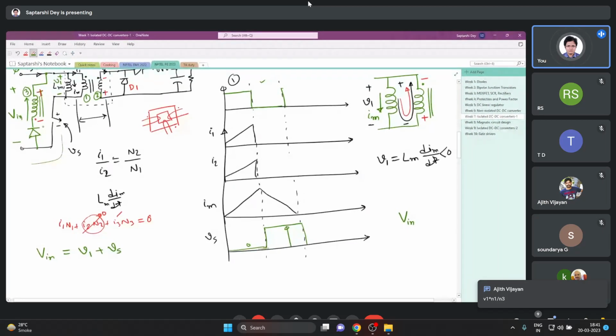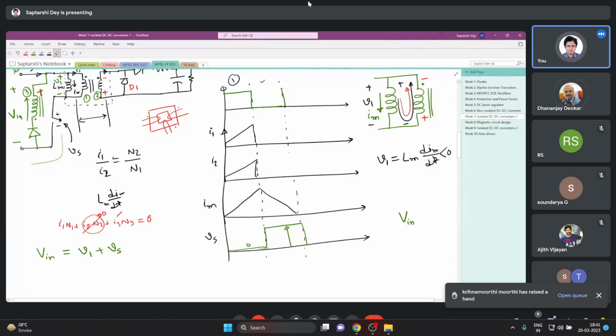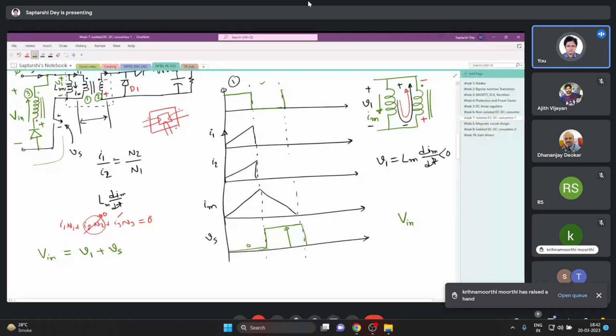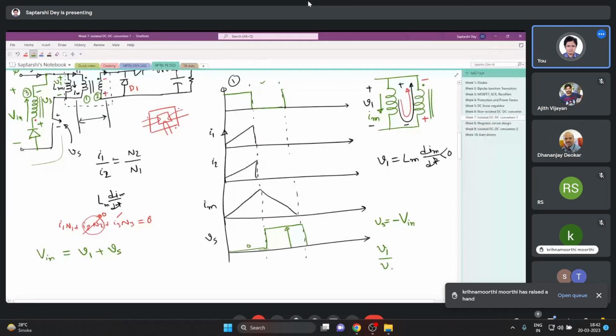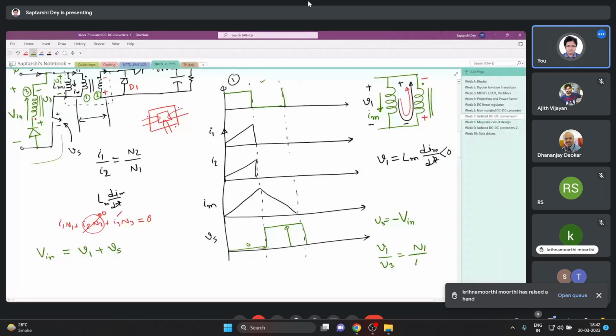If I write plus here and minus here, but since we have dot conventions, let us follow the dot convention, that all our pluses we will put on this side. So if I write my V3 like this, my V3 becomes minus V in, right? So if we put all the pluses on the dot side, then only we can write that V1 by V3 equals N1 by N3.